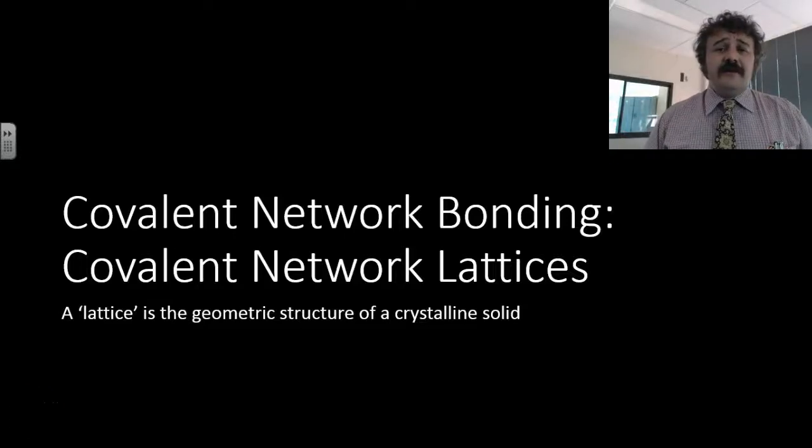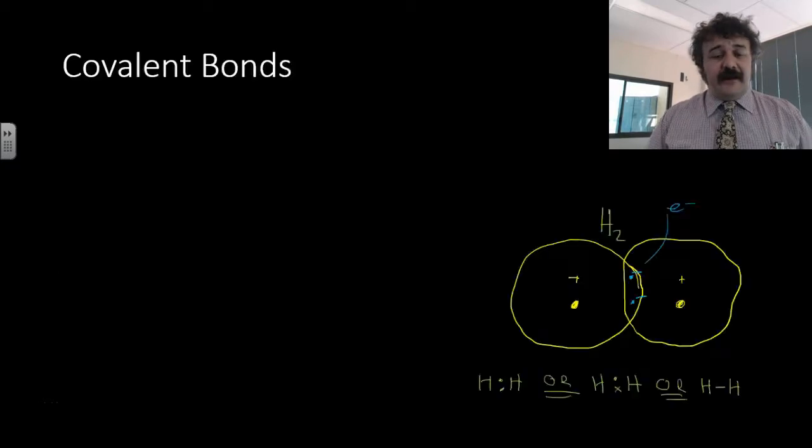Alright, so let's have a look at covalent network lattices. Now this is covalent network bonding, but down at a state where it's solid, so cooled down to where it's a solid. Alright, so let's have a look at what covalent bonds are.